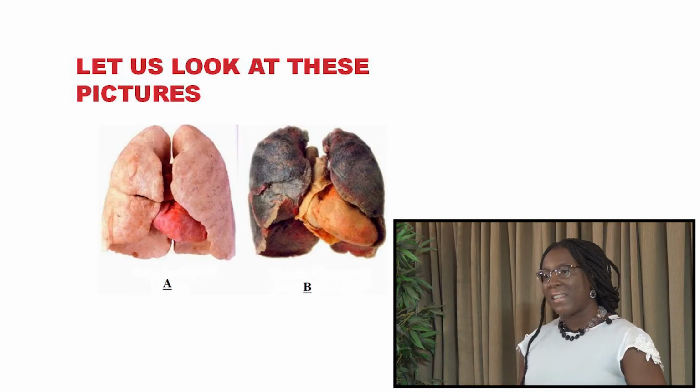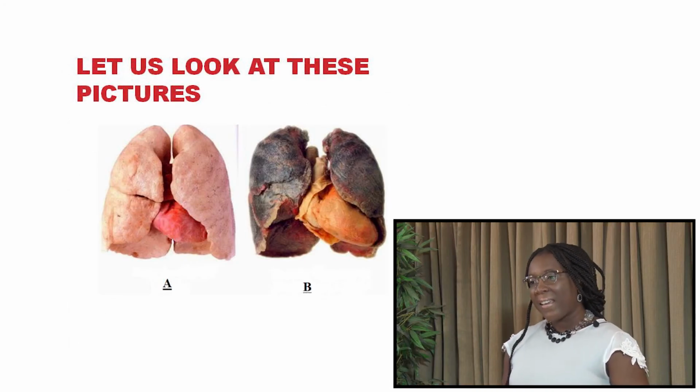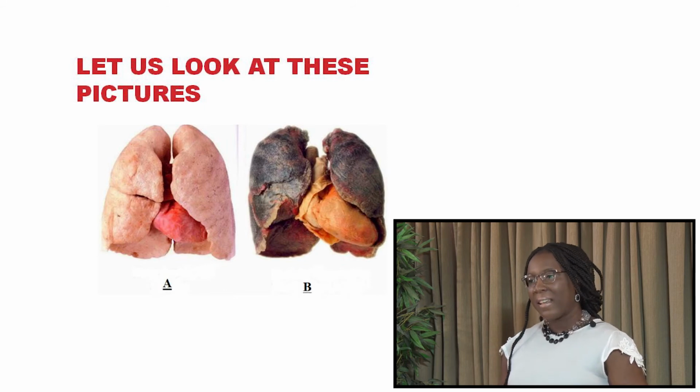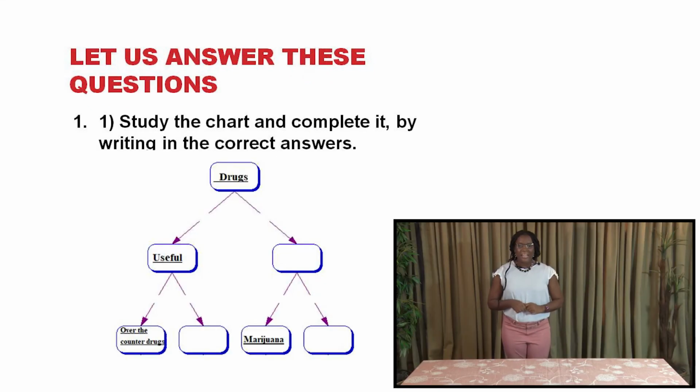Let us look at these pictures. A is a non-smoker's lung, and B is a smoker's lung. In the smoker's lung, you can see it's discolored and dark from the chemicals present in cigarette smoke. Let us answer these questions. 1. Study the chart and complete it by writing in the correct answers.